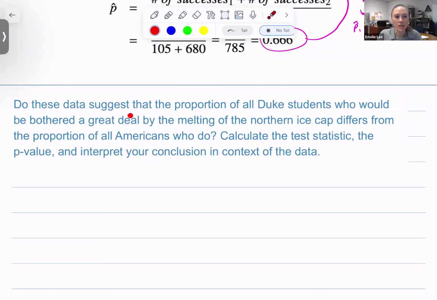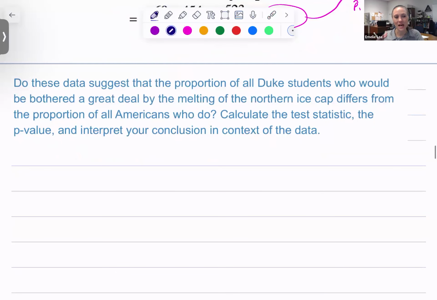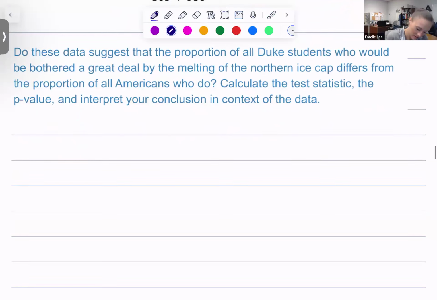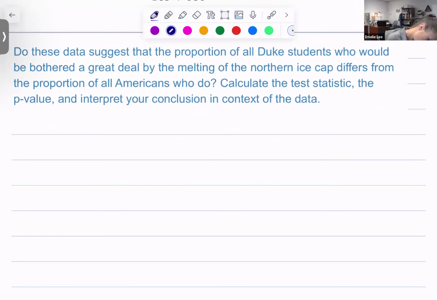Do these data suggest that the proportion of all Duke students who would be bothered a great deal by the melting of the northern ice cap differs from the proportion of all Americans who do? And so what I want to do is go through the step-by-steps and work through this problem. It is summarized on the next slide, but of course I want you to see all the steps thoroughly. So step 1 is state the hypotheses.